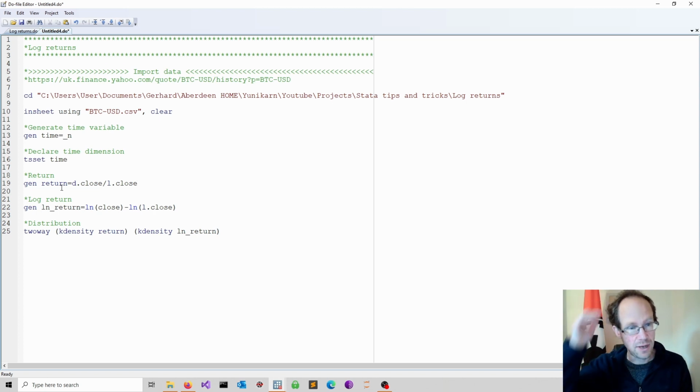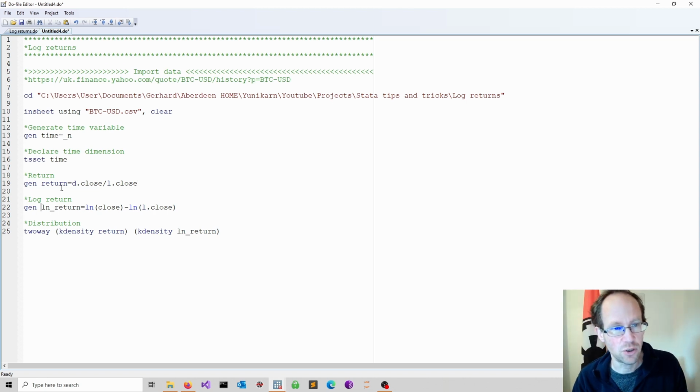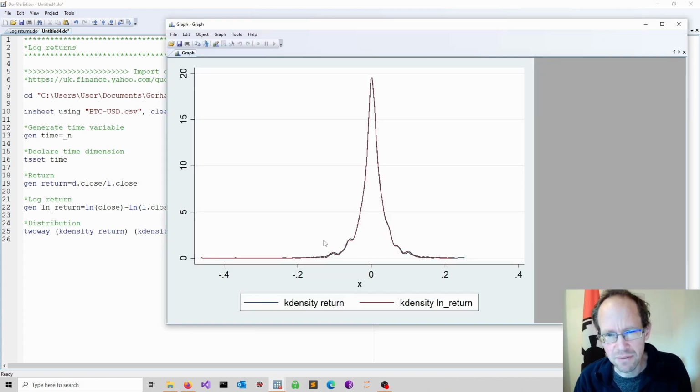Then I also create the log return, which refers to the LN of the current closing price minus the LN of the previous closing price. And finally, I compare using the two-way chart option the kernel density. So this looks at the distribution of the two returns and just check how similar, how different are they. As you can see, visually inspecting the distributions, they look very, very similar.